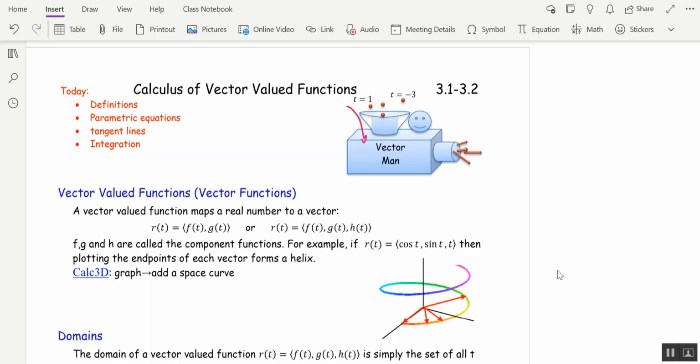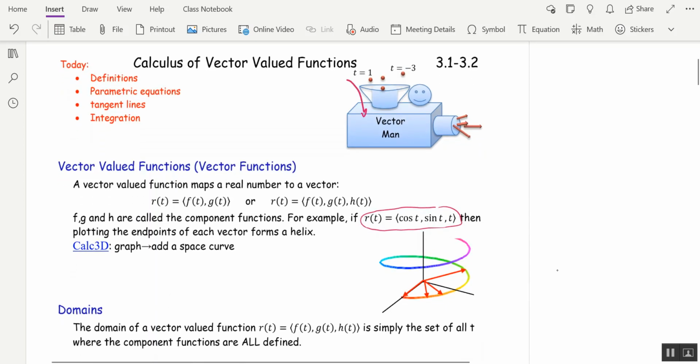Today we're going to talk about vector-valued functions and their calculus. A vector-valued function is simply a function where the input is a number and the output is a vector. So for example, r of t is cos t, sine t, and t. Now we can visualize that as a curve.